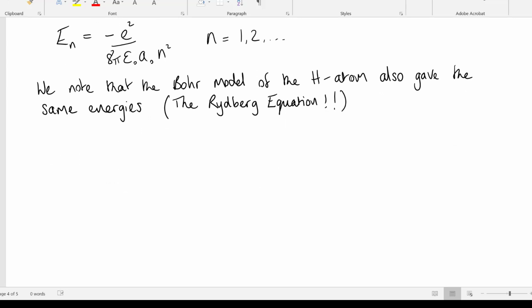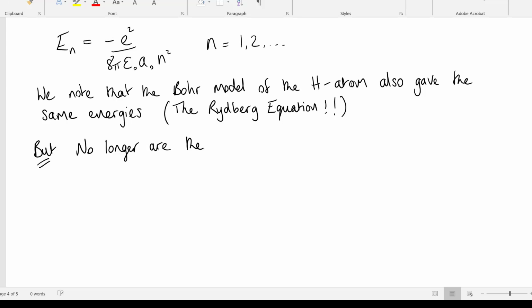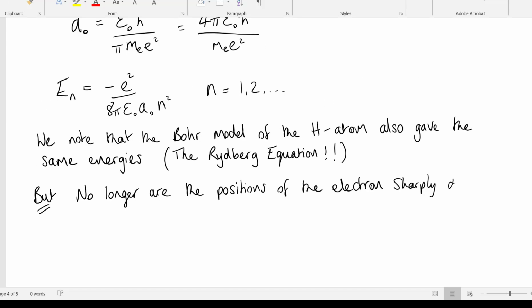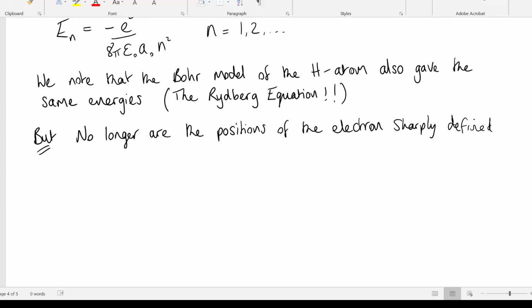If we compare the Bohr model of the hydrogen atom from earlier chapters, we must recognize that no longer are the positions of the electron sharply defined. And this is important because in that early Bohr model, those positions were sharply defined, and now we recognize from quantum mechanics that there's a probabilistic element to this. We can't say exactly where the electron is, and therefore these positions are not sharply defined.